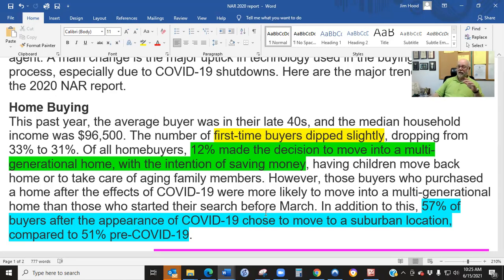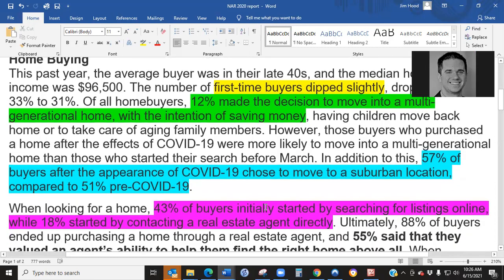And I think that's another part of the one big aha out of this whole report. So we've got 12% moving to multi-generational homes to save money, and 57% going to the burbs instead of more of the urban setting. And then 43% of buyers initially started searching for listings online.